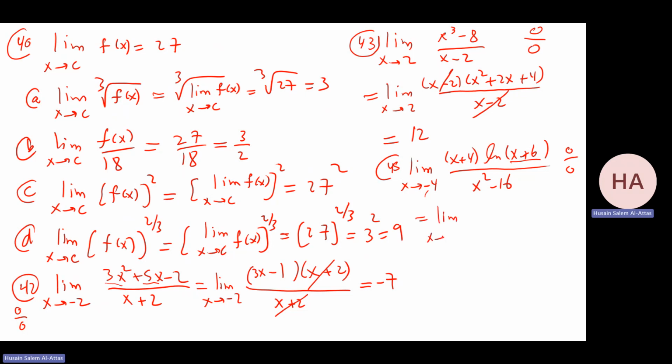So what I will do is factor the denominator and cancel the x minus 4, x plus 4. This is cancelled. Now just substitution. So it will be ln 2 over minus 8. That's it.